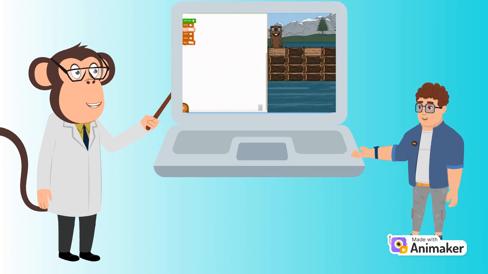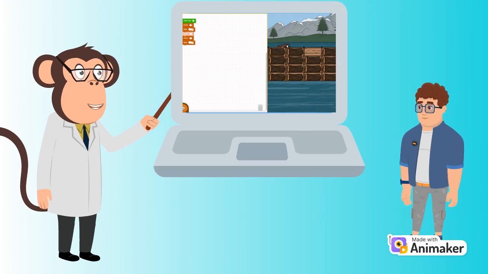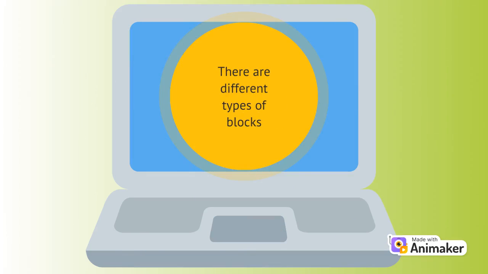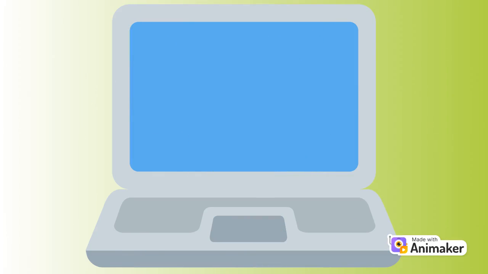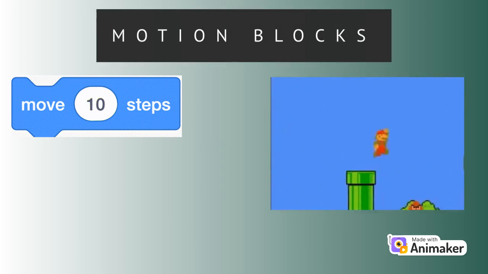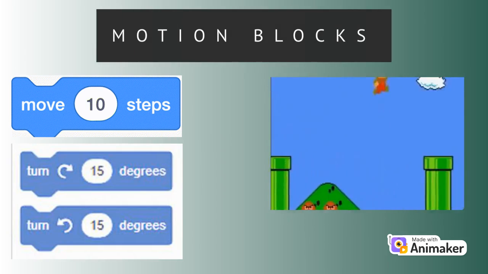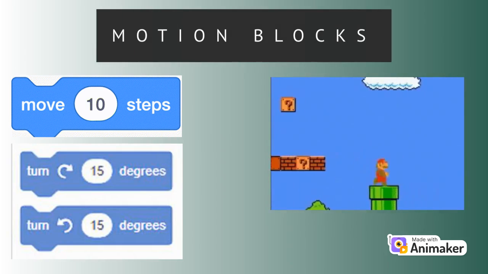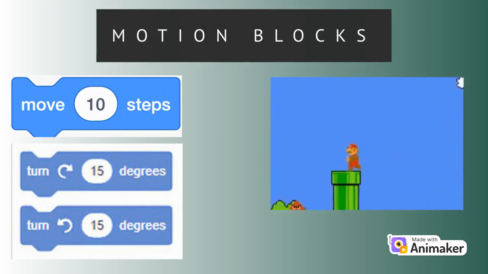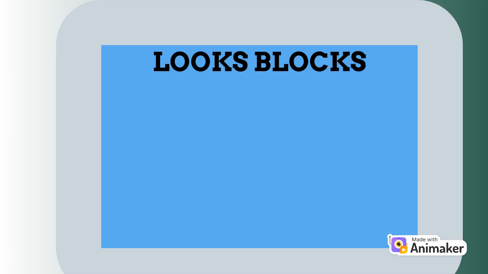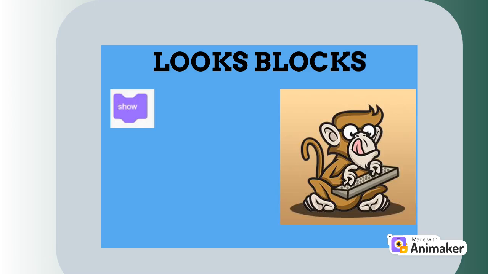Wow! But Professor, what instructions can I give the computer? Well, there are different types of blocks. Motion blocks are used to control movements. For instance, one single block can move 10 steps forward or turn right or left. Looks blocks. This block is used to change the color, brightness, or pixelation of the sprite.